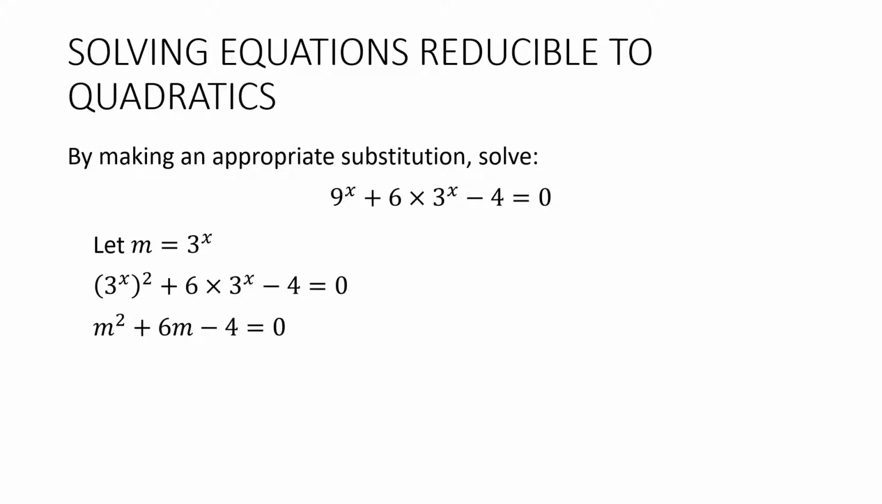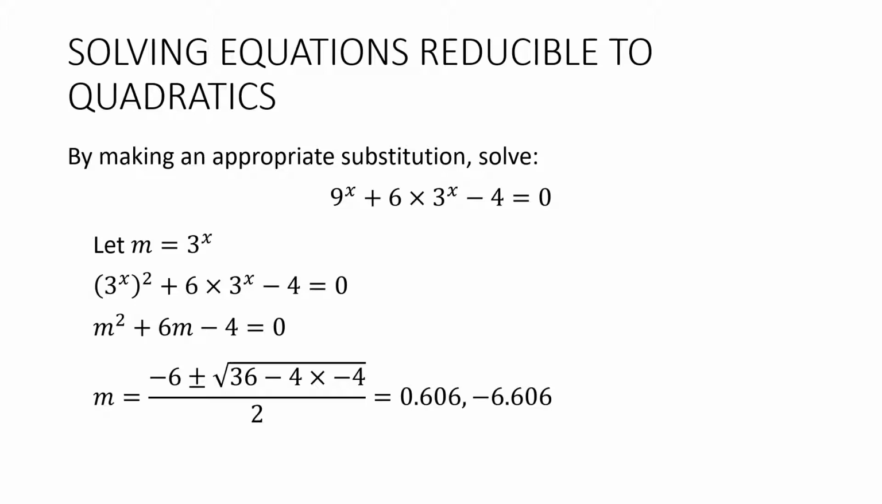Now I try and factorize that into 2 brackets, but unfortunately it doesn't factorize, so I'm going to use the quadratic formula. So it's going to give me minus 6 plus or minus the square root of 36 minus 4 times 1 times negative 4, divided by 2. Tidying that up, I get this. So m is equal to 0.606 or negative 6.606.